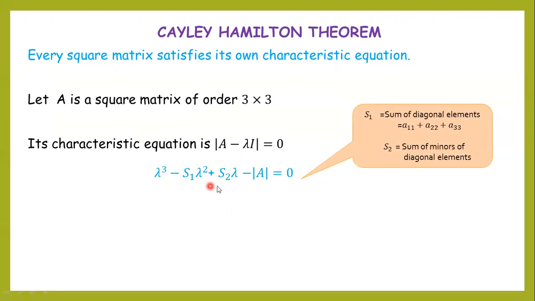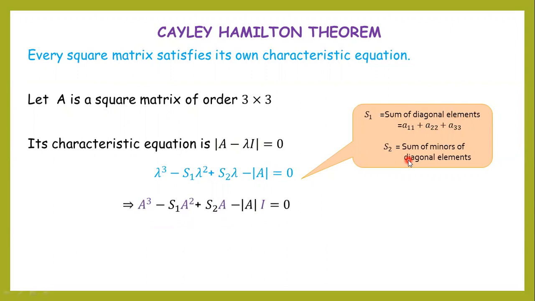Now, what are these S1, S2 here? This S1 is the sum of all diagonal elements. So, if we have a 3 by 3 matrix, it is A11 plus A22 plus A33, and S2 is the sum of minors of diagonal elements.